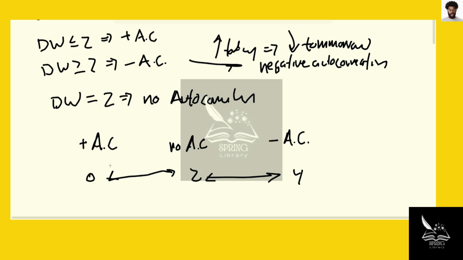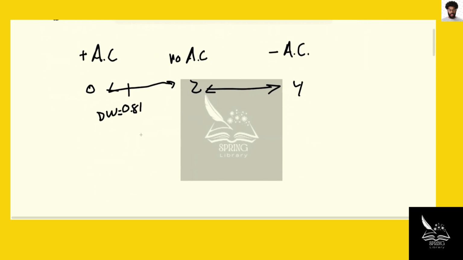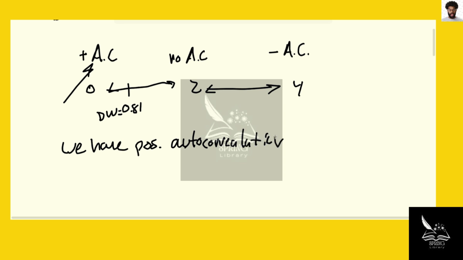And our Durbin Watson statistic was 0.81. That's what our DW equaled, okay? So what does that look like? It means, well, to me, it looks like we have positive autocorrelation. We have a positive autocorrelation. I did not spell autocorrelation right. There we are.